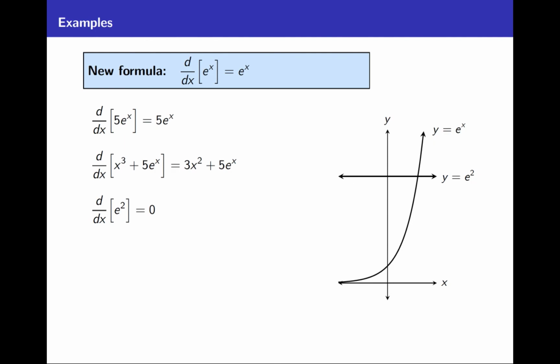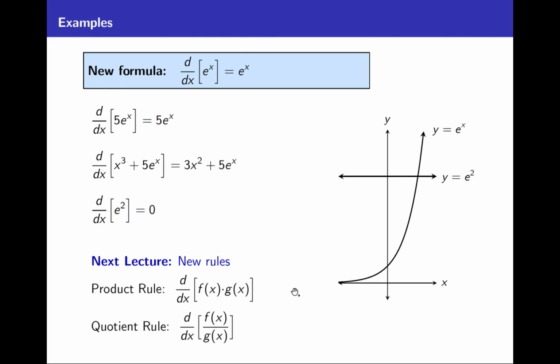So that's it for today. The takeaway is we have a new formula for a new derivative rule for the derivative of e to the power of x. In the next lecture, we're going to come up with additional rules. We'll have what's called a product rule that's going to tell us what is the derivative of a product of two functions, and also a corresponding companion quotient rule, which tells the derivative of the quotient of two functions. So that's next time in lecture 20.